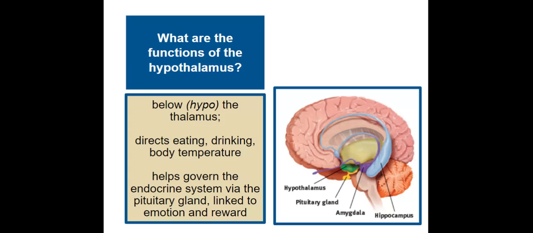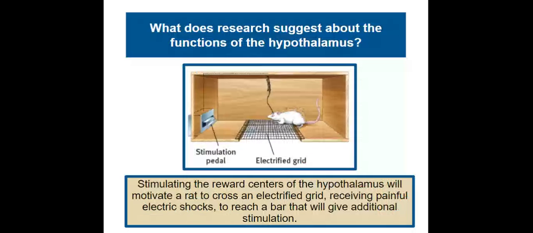Okay, so what we see here, this is a Skinner box, okay? And our research has shown us that stimulation of the reward centers of the hypothalamus will motivate rats to cross an electrified grid. So you see here this little wire coming down into the reward centers of this rat. When that is stimulated, meaning a little electrical current will be sent to this probe, that rat will walk across this electrified grid, and it's a very painful walk for the rat.